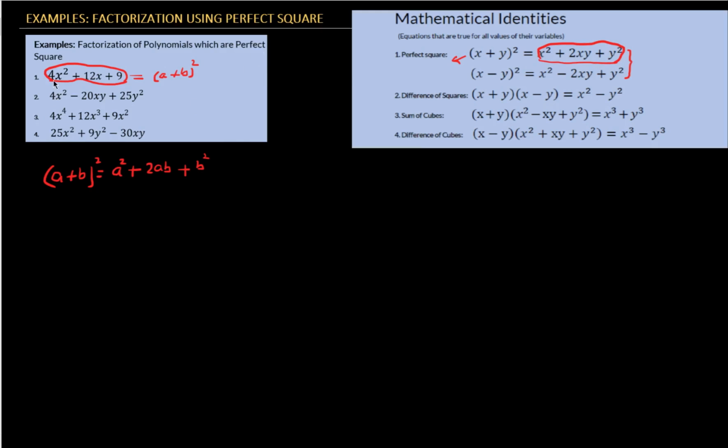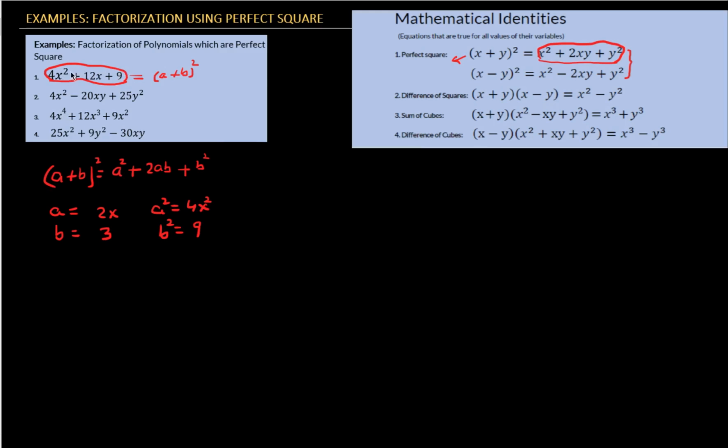So by looking at this equation, we can see that the first term is the square of 2x. So we can take a equals 2x, because 4x square is a square. So a square will be equal to 4x square, which is the first term. So first term is okay. Now what is 9? 9 is the square of 3. So our b is 3, because b square will be 9 if we take b as 3.